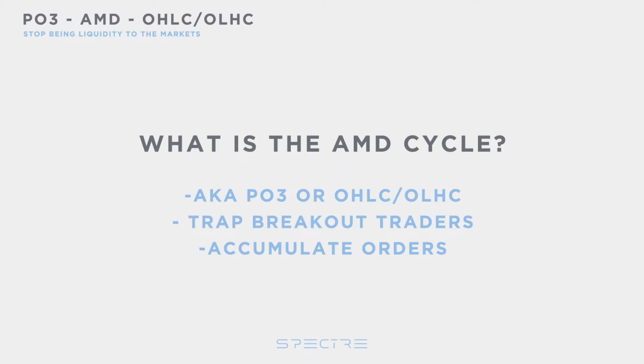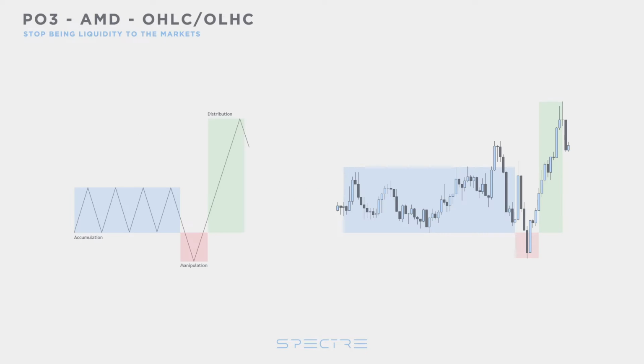Now, if you're struggling to picture these 3 steps, we're going to hop into the next slide. This is where I will show you a diagram of the AMD cycle, and I'll also show you a matching chart example of a bullish and a bearish scenario. Okay, so here we are.